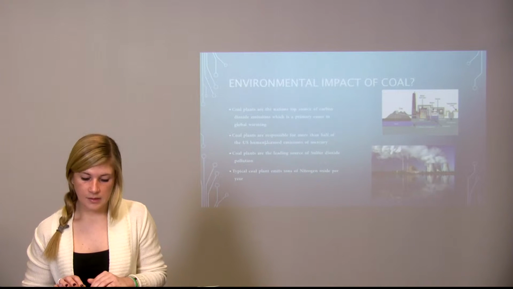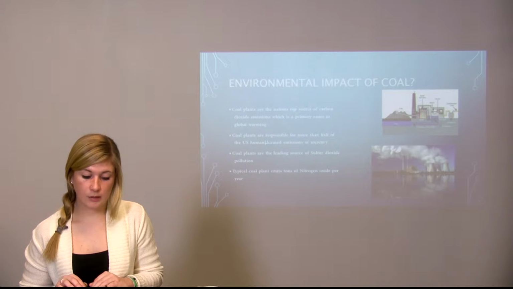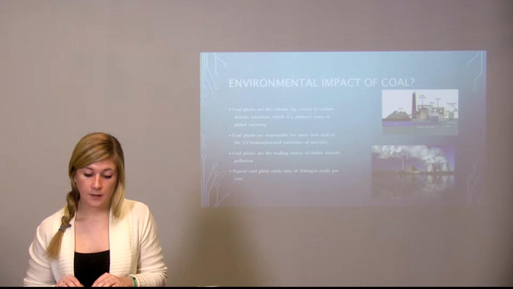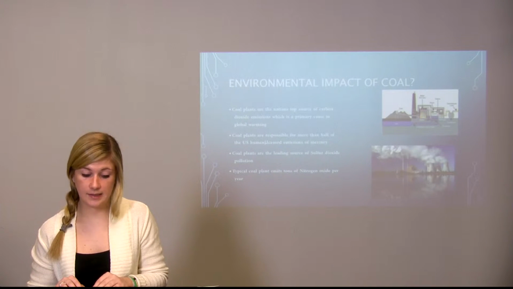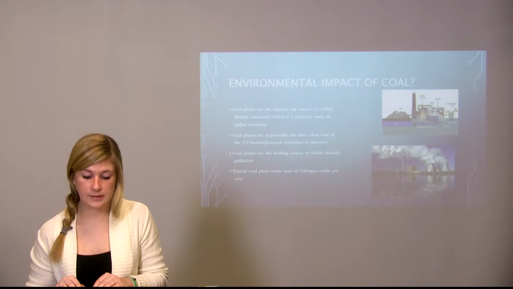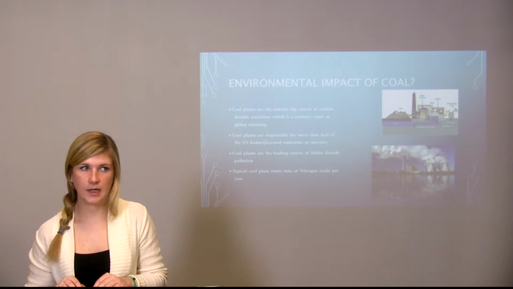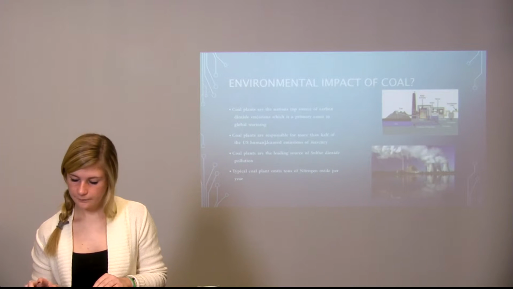Some other pollutants that come from uncontrolled power plants are 114 pounds of lead, 720 tons of carbon monoxide, 220 tons of hydrocarbons, and 225 pounds of arsenic, which is just in one year.